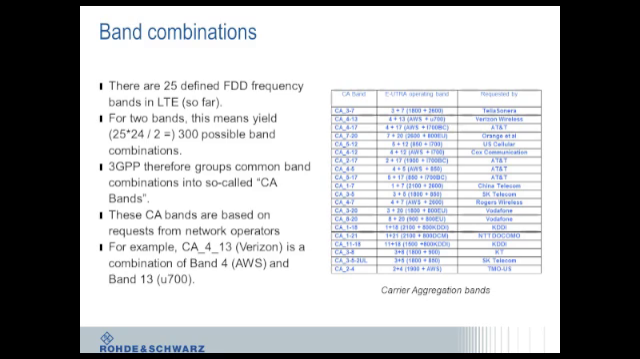The table we see here on the right of the slide is an example of some of the proposed carrier aggregation bands, which are usually based on requests made by the network operators themselves. For example, we see the CA 4-13 band is, as one might expect, a combination of band 4, the AWS band, and band 13, the upper 700 megahertz band. This list of carrier bands is not set in stone, but it is a good starting point in what we expect going forward we'll see in terms of carrier aggregation.